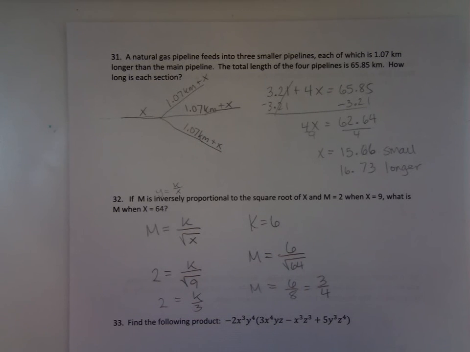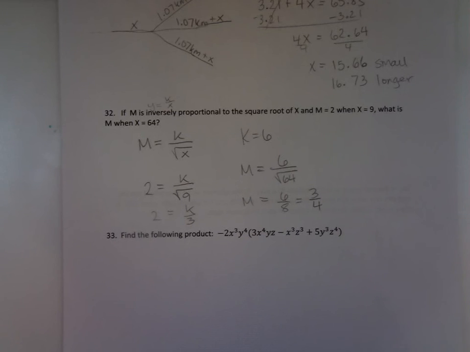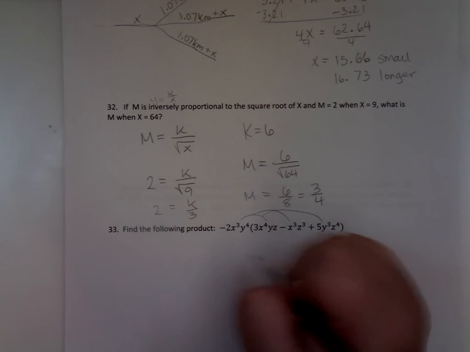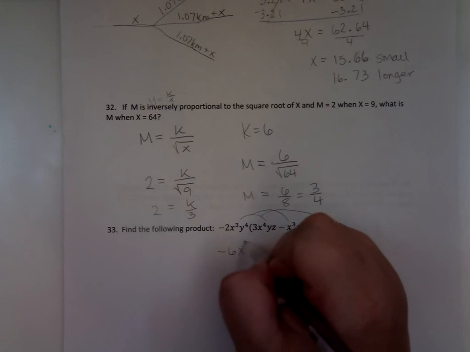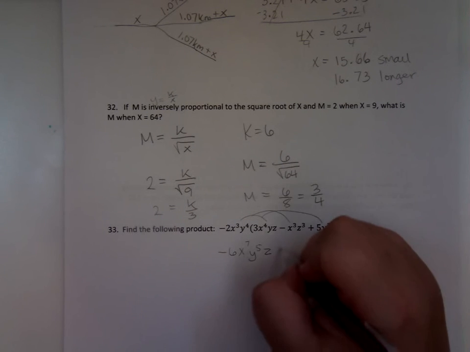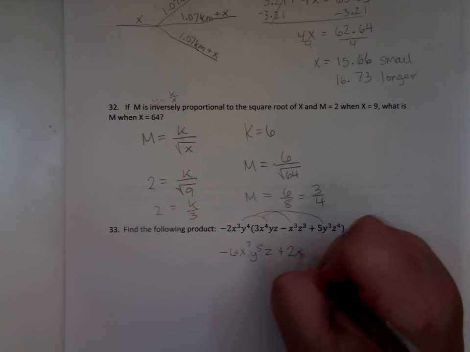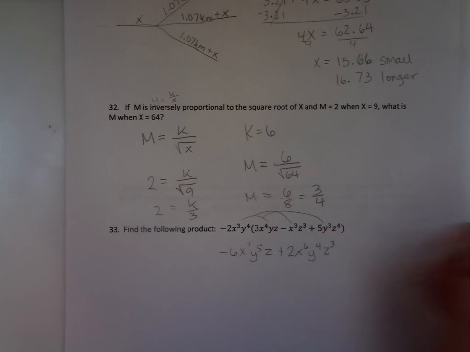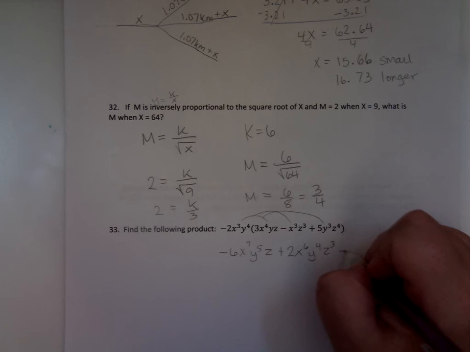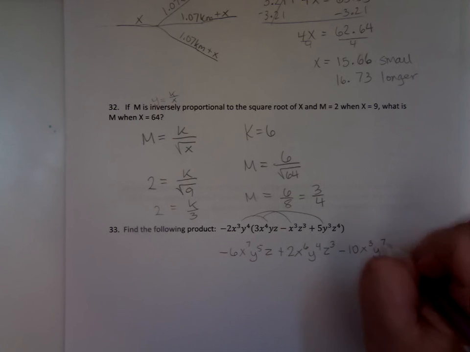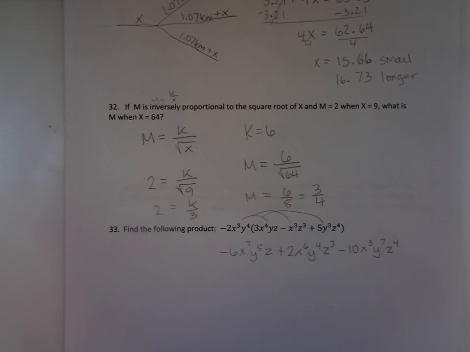And finally, find the following product. So again, with your exponent rules, so we've got -6, x to the 7th, y to the 5th, z, plus 2, x to the 6th, y to the 4th, z to the 3rd, minus 10, x to the 3rd, y to the 7th, z to the 4th. Okay, and that's the first test done.